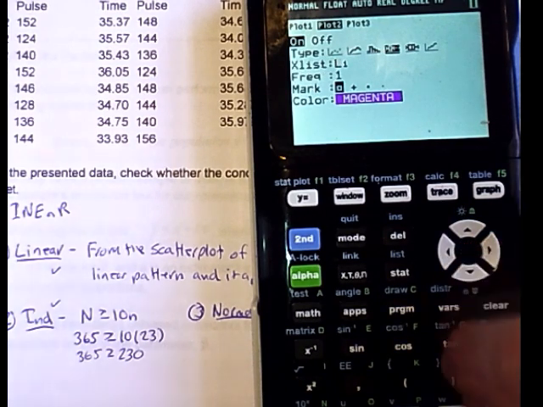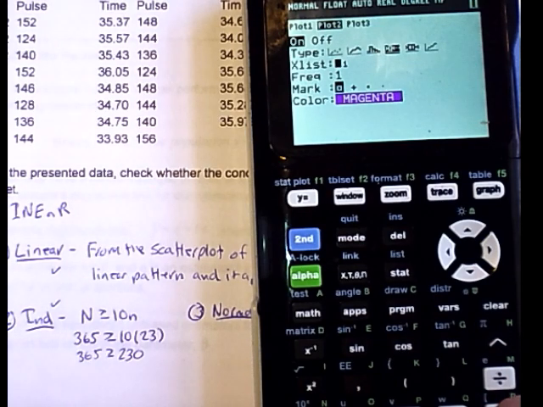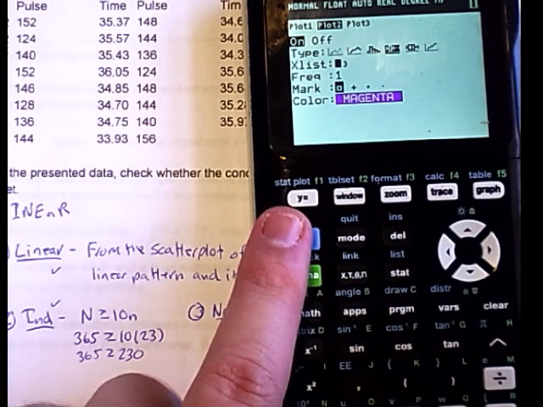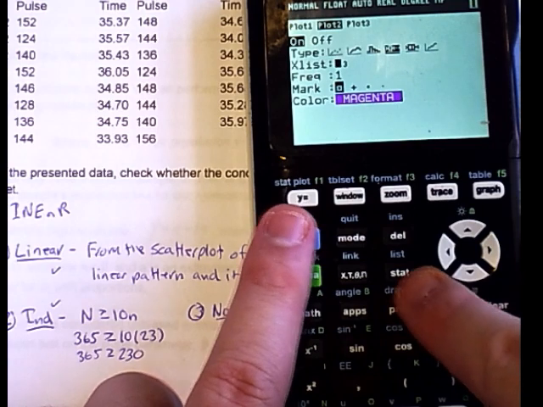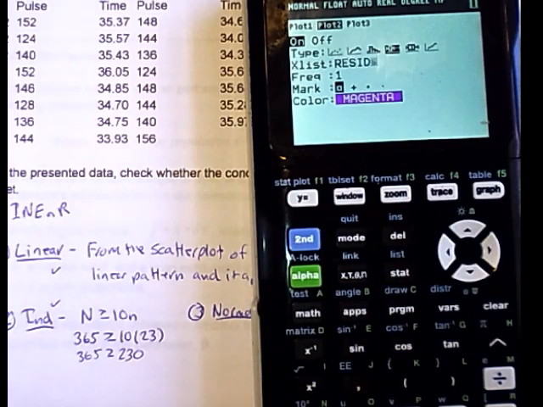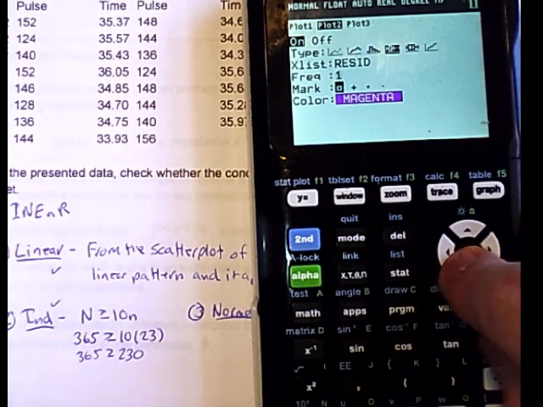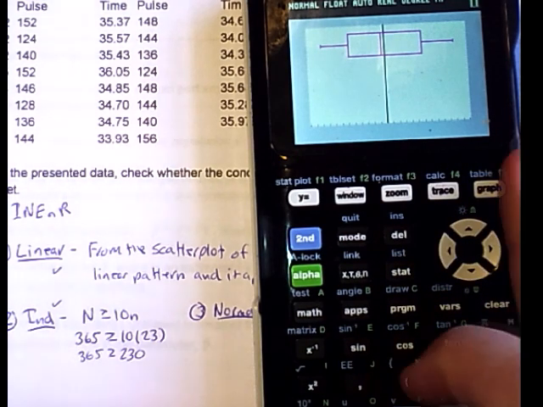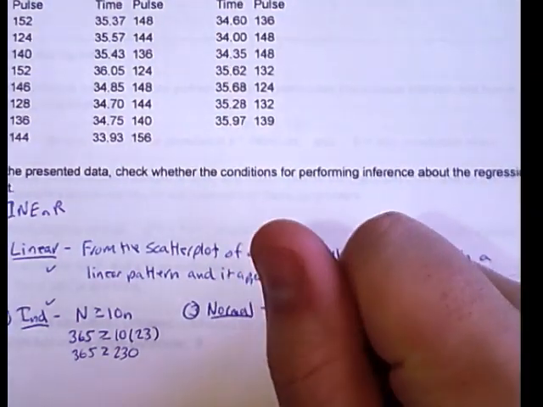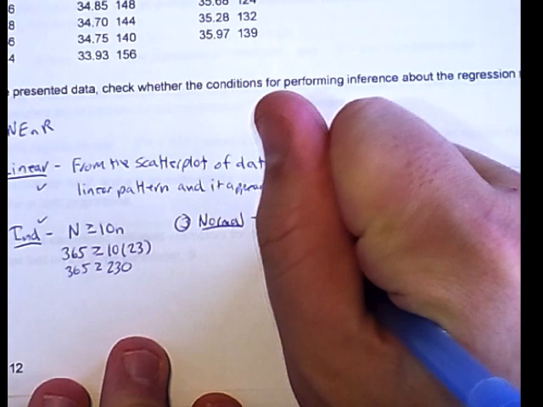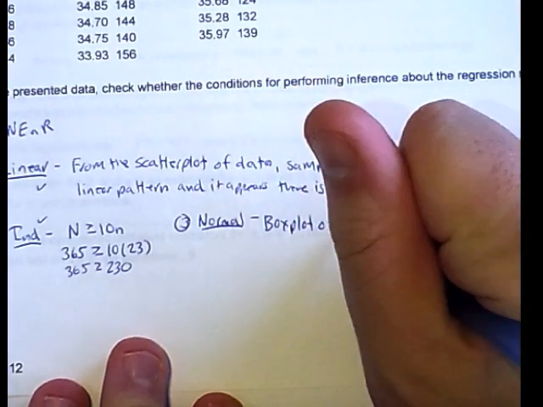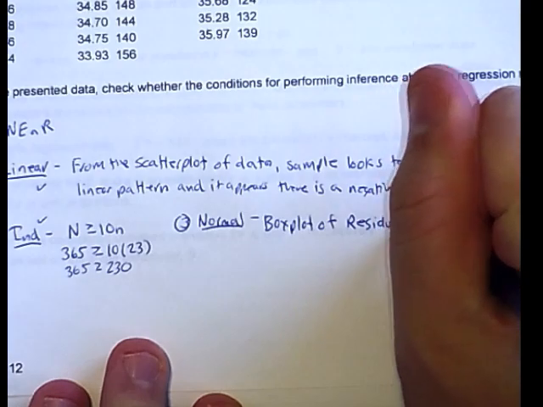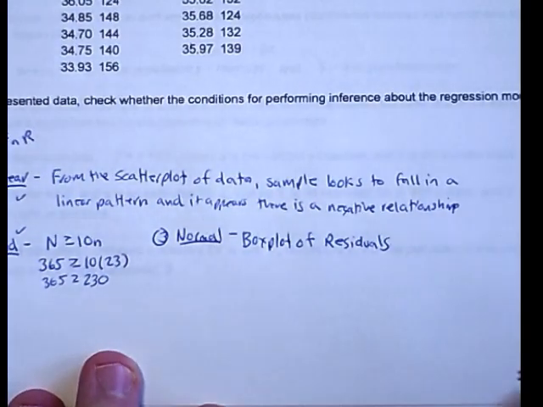Okay. And I would just want to look at the residuals. Okay, now I put the residuals in L3, so I can do that. Or if you didn't put the residuals in their own list, I could have just gone back down to the resid. Either way is fine. And then do a zoom 9, a zoom stat. Okay, so there's a box plot of the residuals. What I'm going to do is under normal here, I'm just going to write box plot of residuals. Okay, and I'm just going to kind of draw that box plot on my paper.